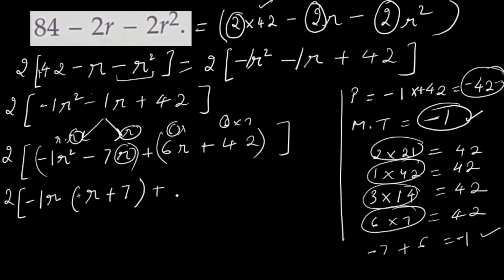So 6 is a common factor which we can write out. Remaining things we can write, which is r plus 7. So these two brackets are same. So that means our question is correct.